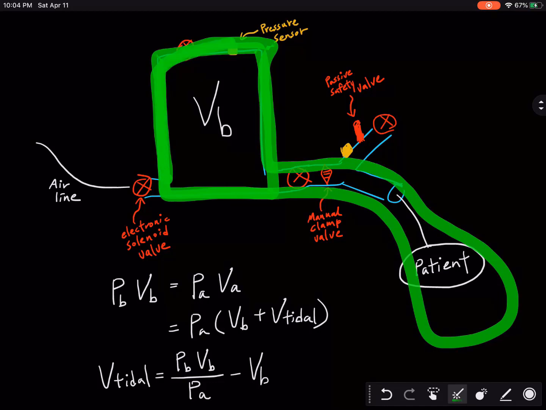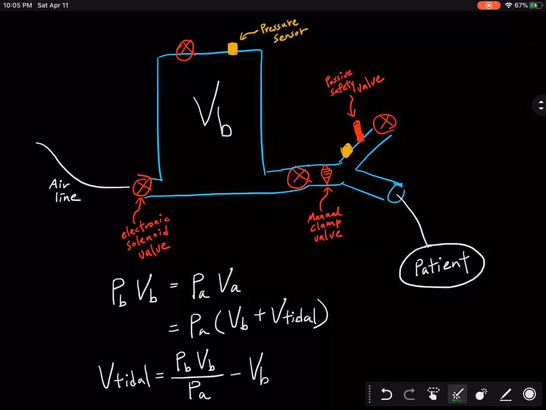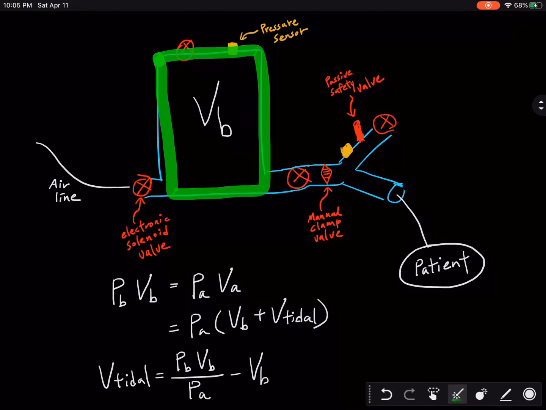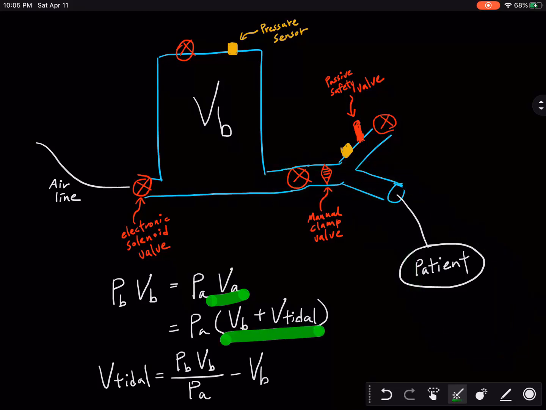So now this whole thing is our VA. This is the volume after expansion. If you think about what this VA is, it really is just the volume of the Windkessel, VB, plus the volume that we deliver to the patient, which is our tidal volume. So VA really expands to VB plus V tidal. The pressure after expansion is measured by this pressure transducer, and that is essentially our inspiratory pressure.